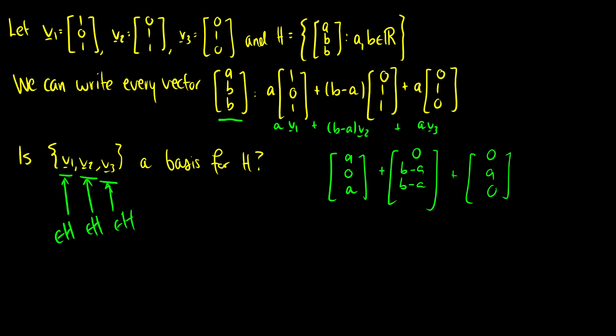What's the problem? Well, this v3, 0, 1, 0, is not in h, because this is not of the form a, b, b. The second and third entries are different. Therefore, this cannot be a basis for h, because v3 isn't even in h.